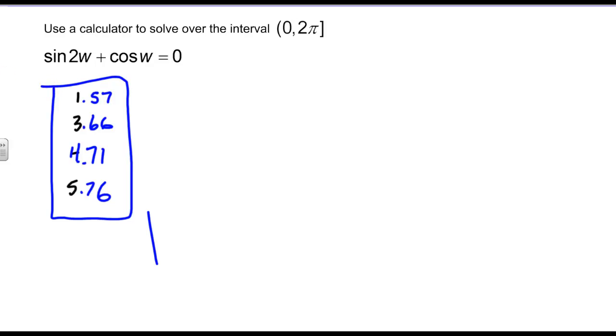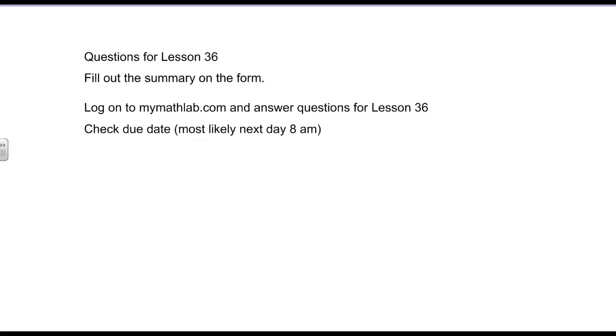And that's where all my values are, such that sine of 2w plus cosine of w is equal to 0. And again, I tell you I want you to use a calculator for something like that. And that's all we've got.